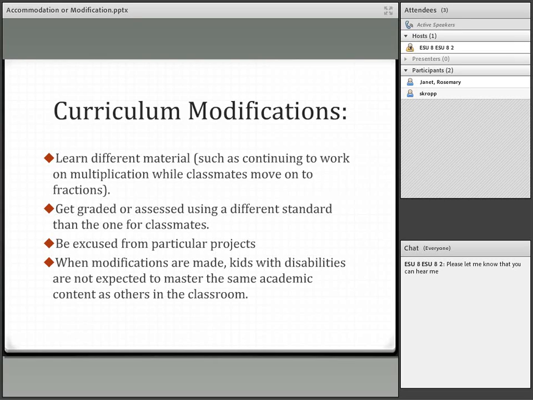Maybe another curriculum modification would be that the student gets graded or assessed using a different standard than the one for their peers. Excusing students from particular projects would be another example of a curriculum modification. So when modifications are made, kids with disabilities are not expected to master the same academic content as others in the classroom. And that's very different than an accommodation. So with a modification, we're really lowering the standards. With accommodations, we shouldn't be lowering the standards, but we're just accommodating the access skill, not the target skill.